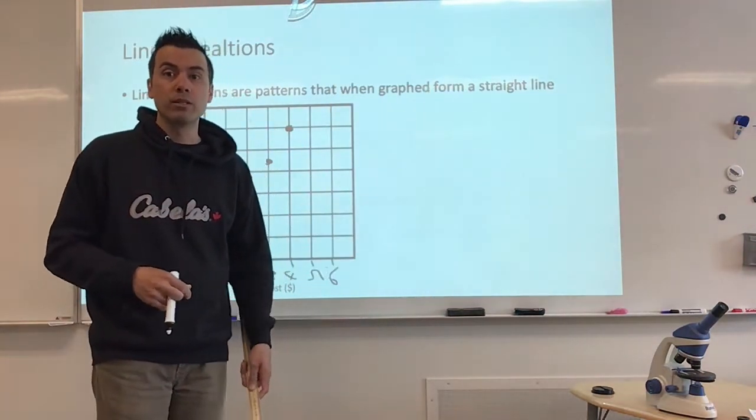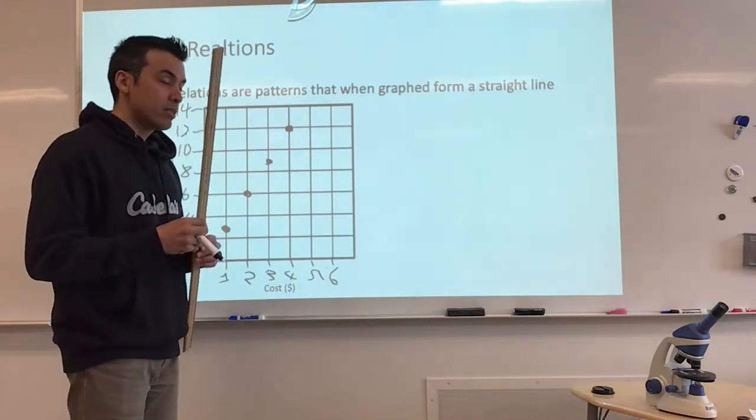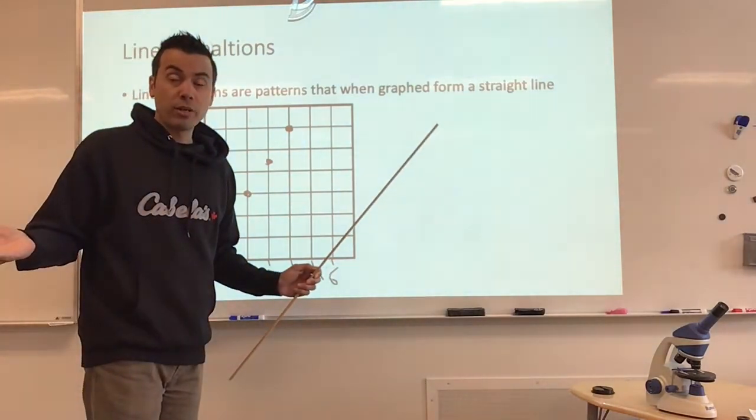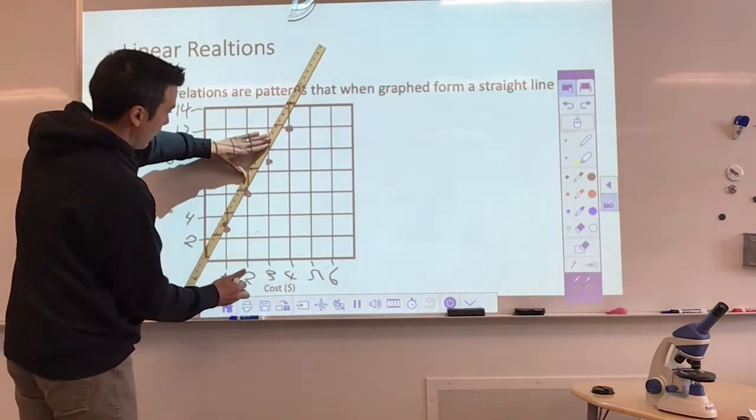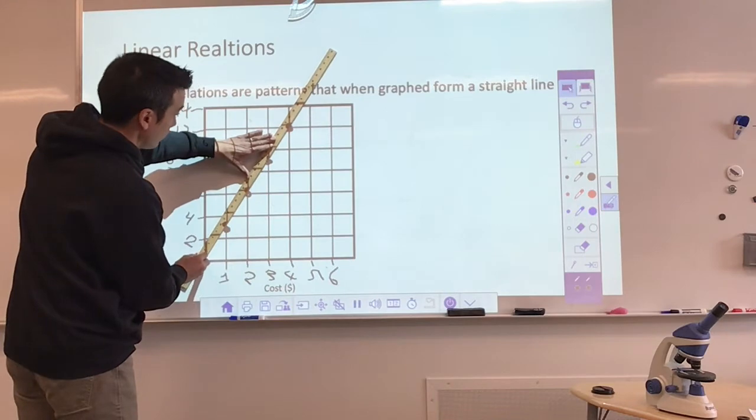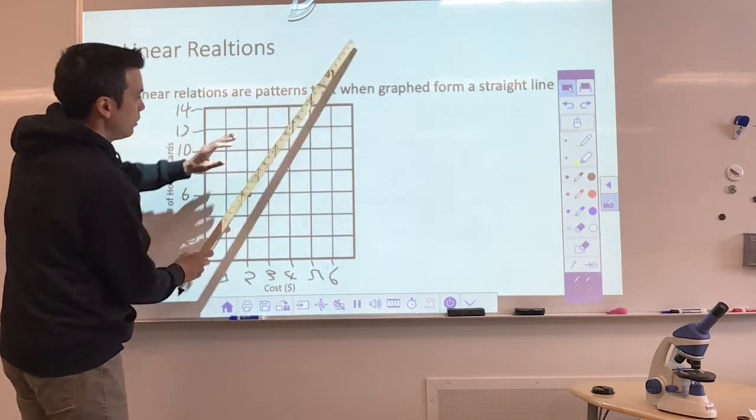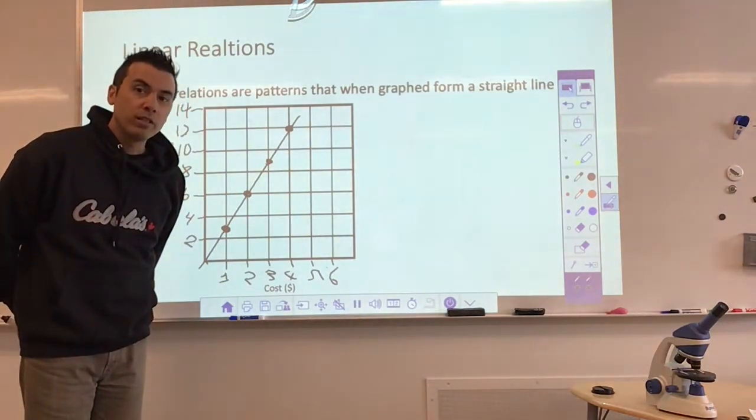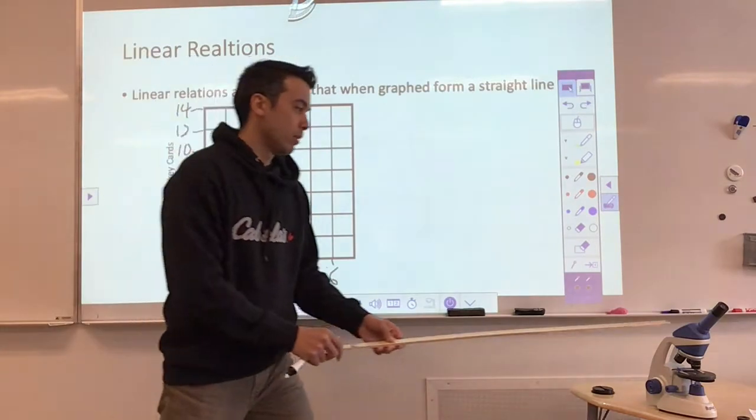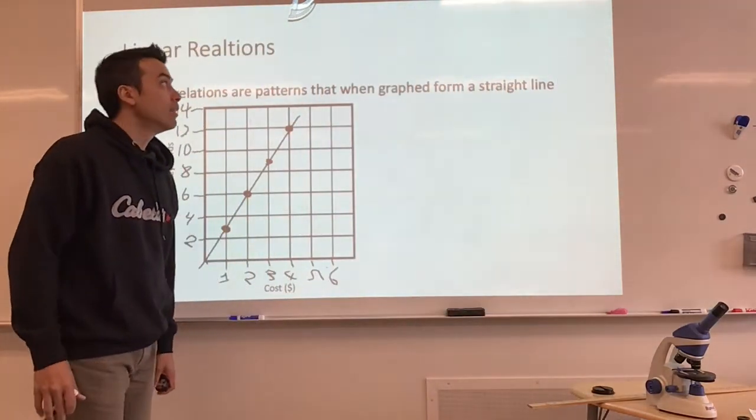That's one of the key points. Say it one more time. If all of these points lie on a straight line, it is a linear relationship. So let's see if that happens. Can I draw? It looks like I can draw a straight line through all of these points. So this is a linear relationship.